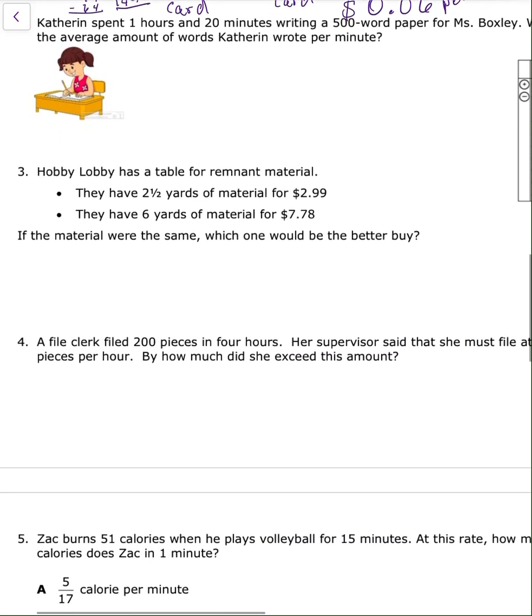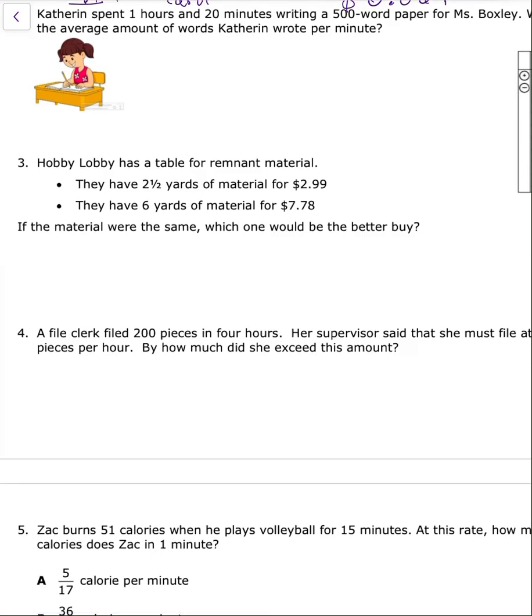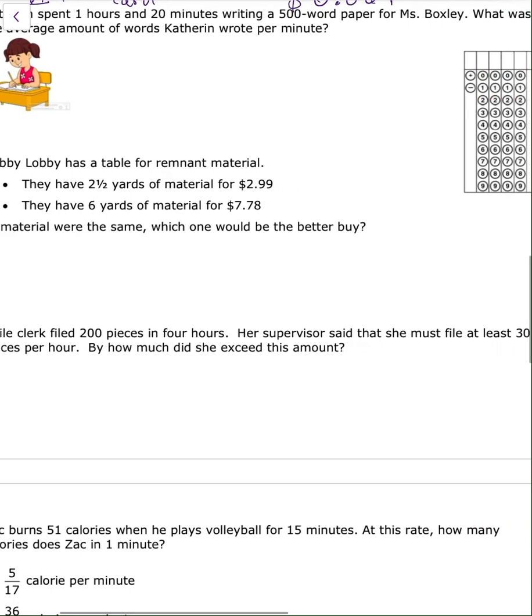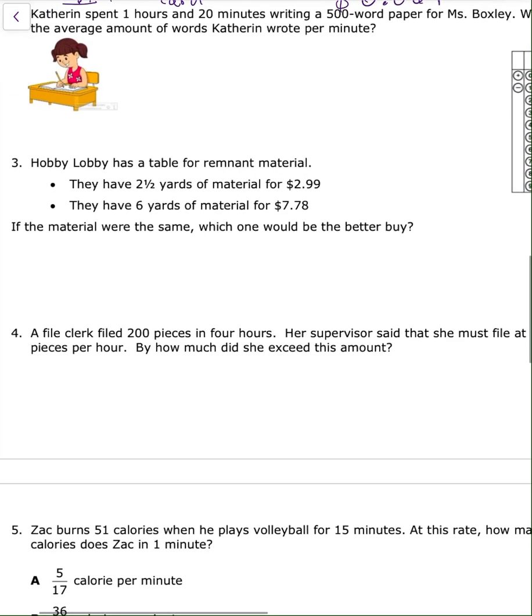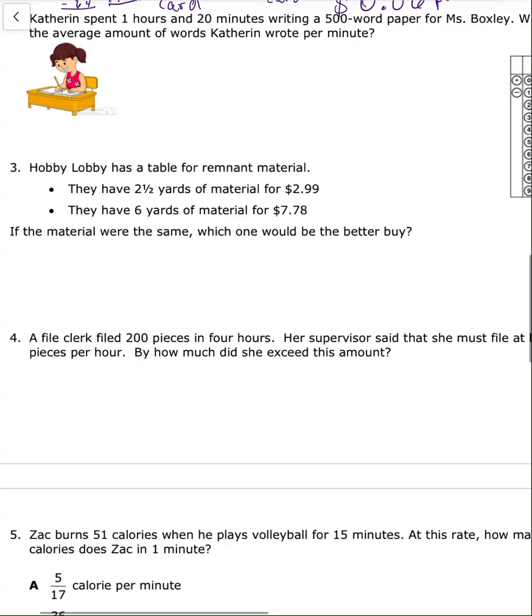All right, let's find out about Catherine here. So Catherine spent 1 hour and 20 minutes. 1 hour, that should be hour probably. Catherine spent 1 hour and 20 minutes writing a 500-word paper for Miss Boxley. What was the average amount of words Catherine wrote per minute? So we want words per minute. So the words are being divided by how many minutes? Okay, so it tells us that there's 500 words. I'm going to write this like this. Words per minute.